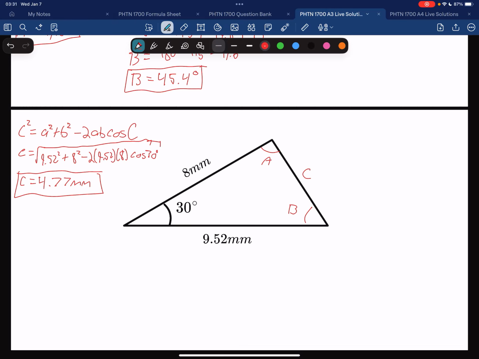Let's go ahead and find angle A using sine law. So that gives us sine A over my 9.52 is equal to the sine of 30 degrees over the side length we just found, 4.77. And now we can go ahead and solve for sine A. Multiply everything by 9.52 times the sine of 30 all over 4.77. And now I take the inverse sine of everything.